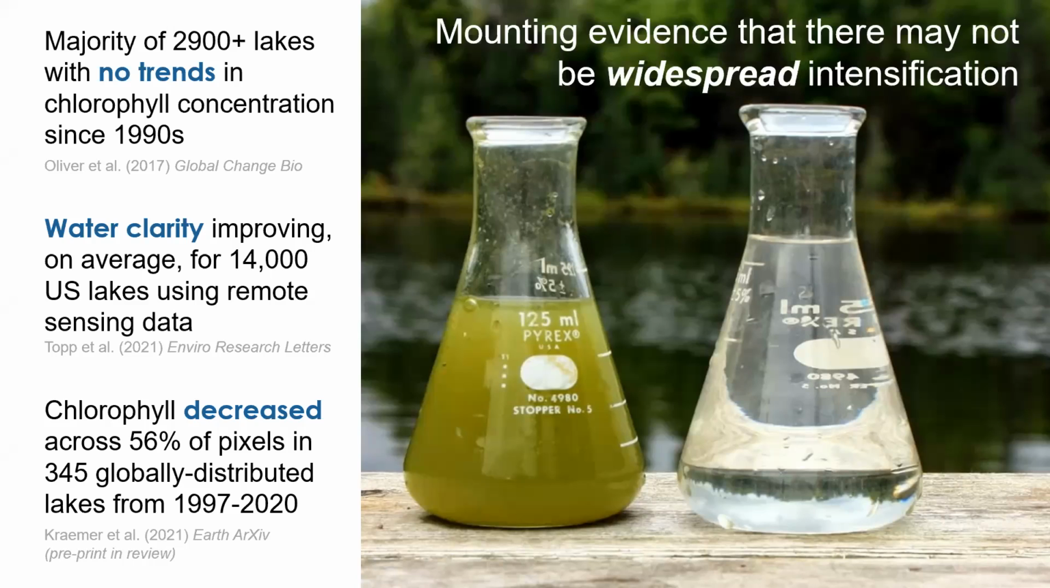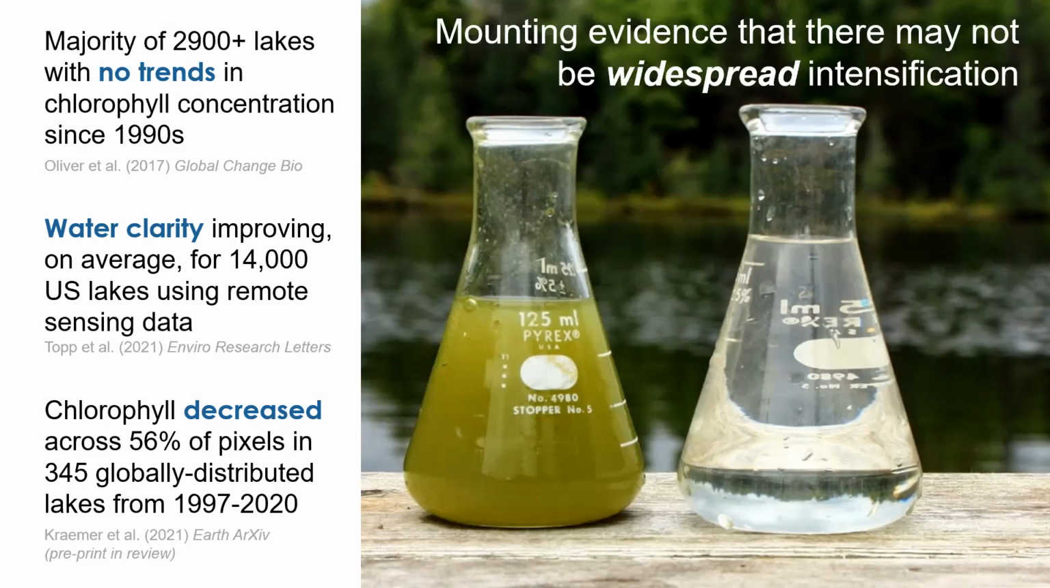So for example, Sam Oliver and colleagues found that over 2,900 lakes, the majority of those lakes had no trends in chlorophyll concentrations since the 1990s. Taking a very different approach, Simon Topp and colleagues used remote sensing, looking at 1,400 lakes across the United States, and found that on average, for the majority of lakes, water clarity was slightly improving and not declining.